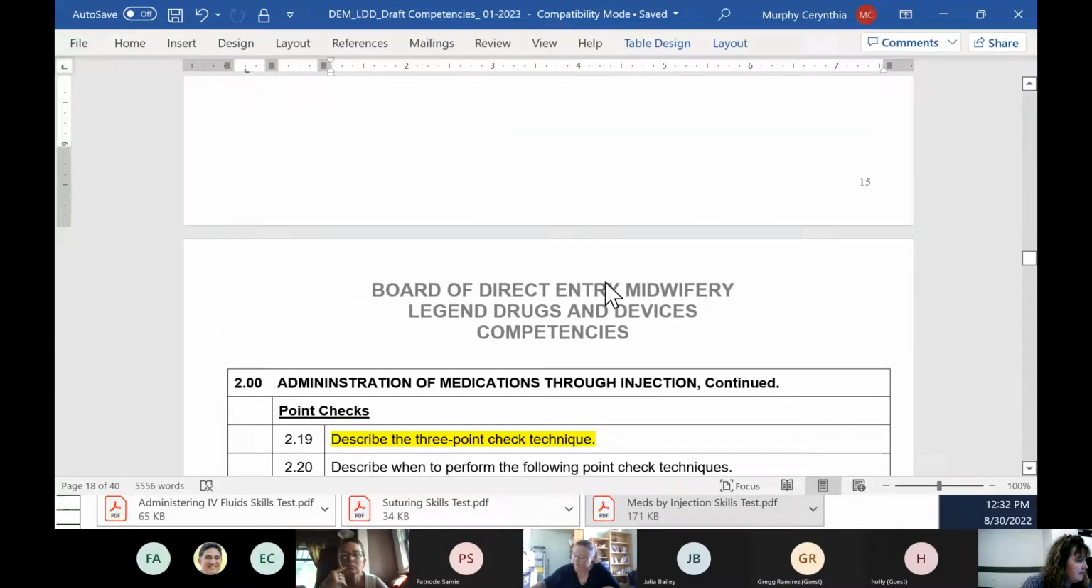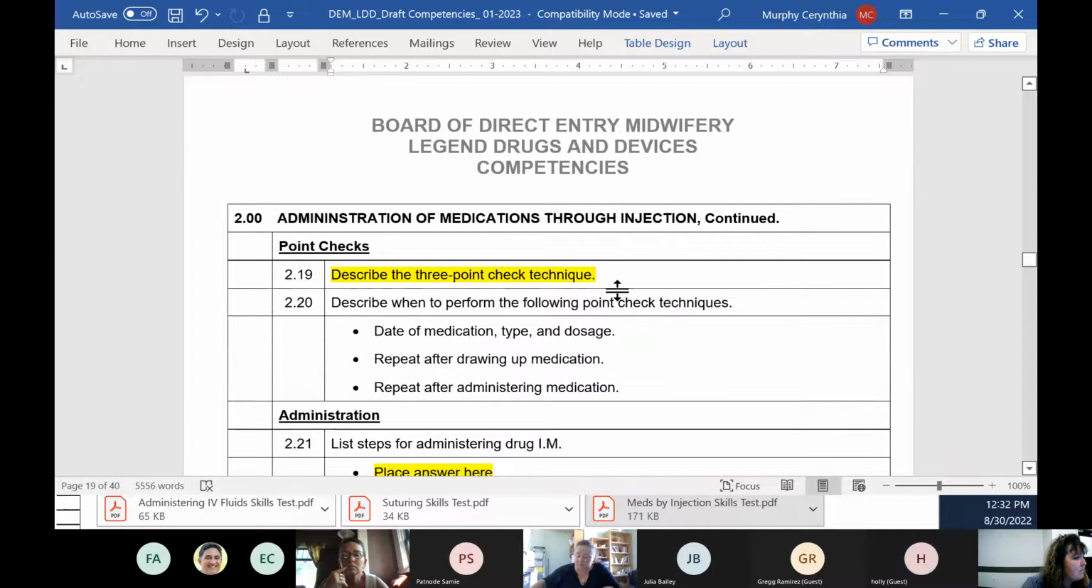Okay, moving on to the 3-point check technique.